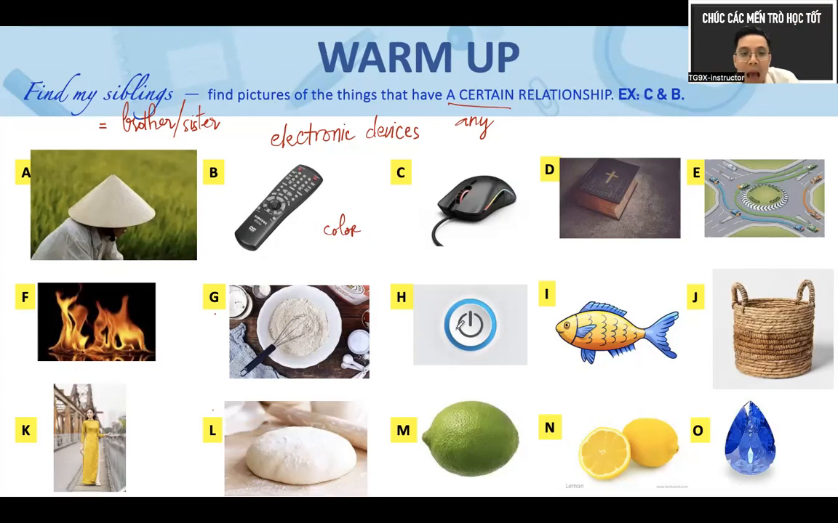M and N, they are fruit. All right. I agree with you. What is M and what is N? Can you tell them? M is lime. N is lemon. I love it. Lemon. Anh Tùng, anh chị Ngọc, please. E and K. Why is that? That is a street. On the street. I got it. Yeah. It's your turn.